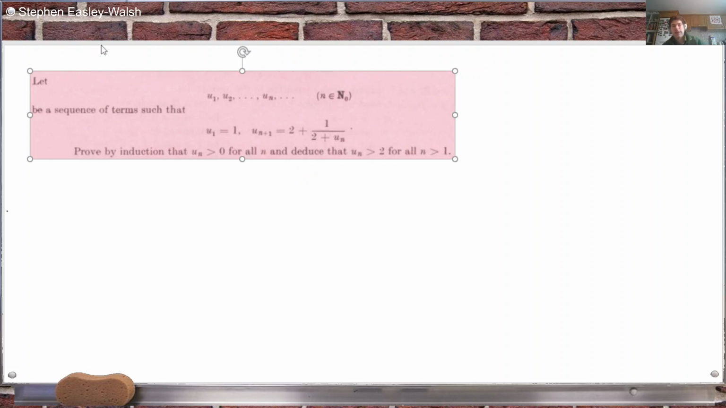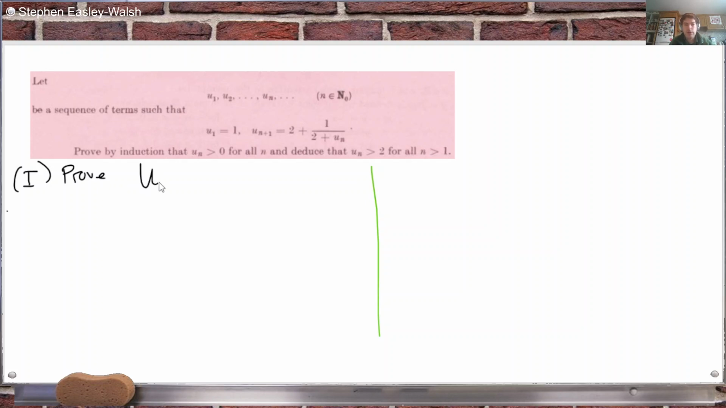Okay, let's have a look at this question here. First time I did this, I just did it a moment ago, and the proof didn't quite work out, so I think I'm going to try it from a different direction. So we start off first by proving the first case. We need to prove that U1 is positive.